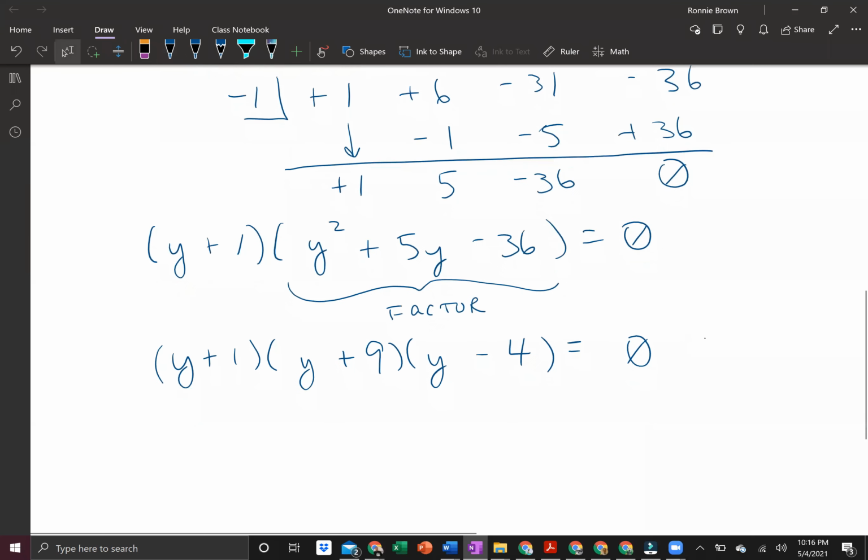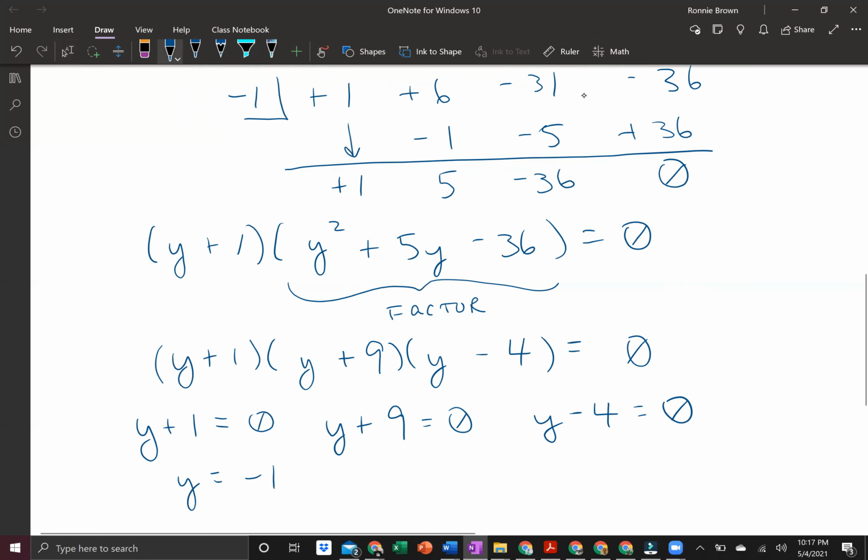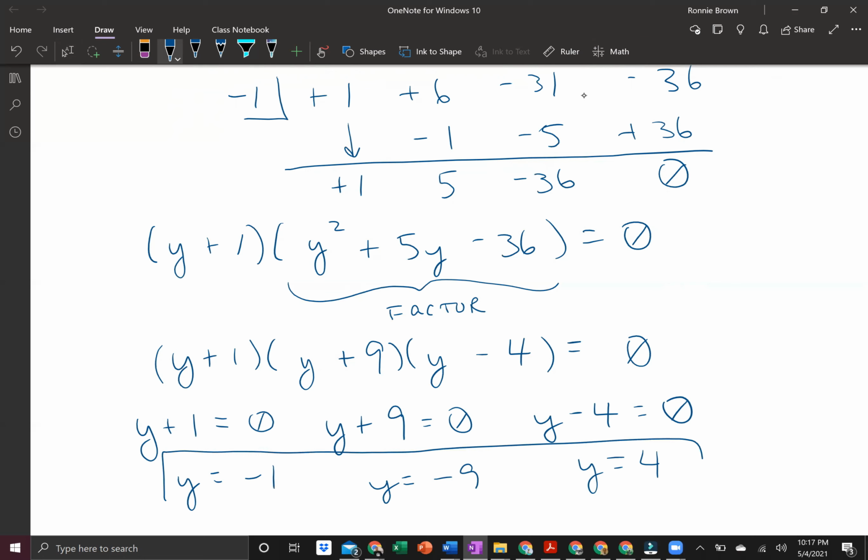So that works out. So now we have 3 linear factors set equal to 0. We can go ahead and set each one equal to 0 separately. So y plus 1 equals 0, y plus 9 equals 0, and y minus 4 equals 0. So let's go ahead and solve those each. So we get y equals -1, y equals -9, and y equals 4. So we have now solved it, and we have found all of the roots.